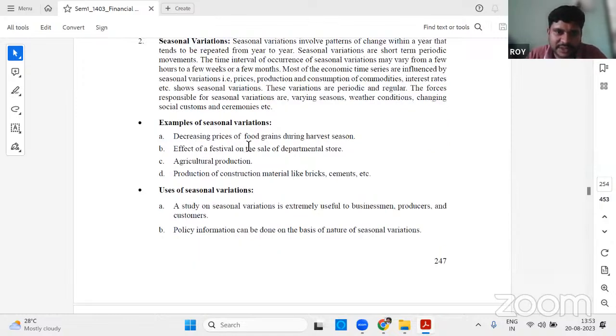Next one, examples of seasonal variation: decrease in the price of farm grains during harvest season. Generally we know the price will be lower in harvest season, and even like recently the tomatoes. When the harvest is less and some crops were lost during the heavy rain seasons, definitely the price of the product will be high. Effect of festivals on sales of a departmental store. We know that agricultural production and construction materials like bricks, cement, etc. all these things will vary from time to time.